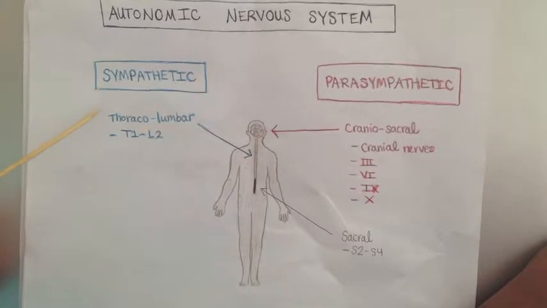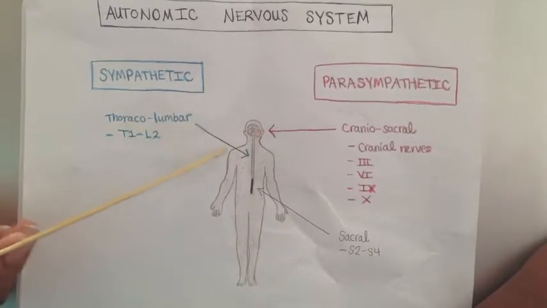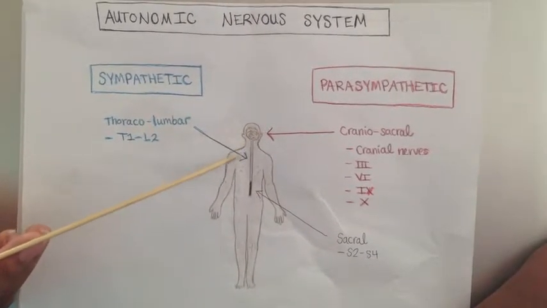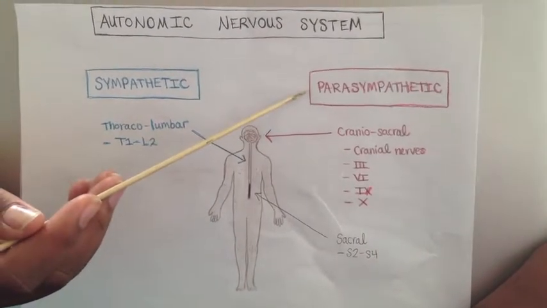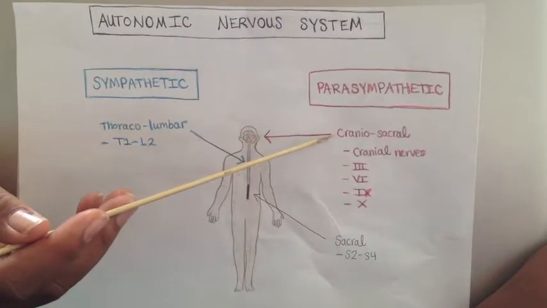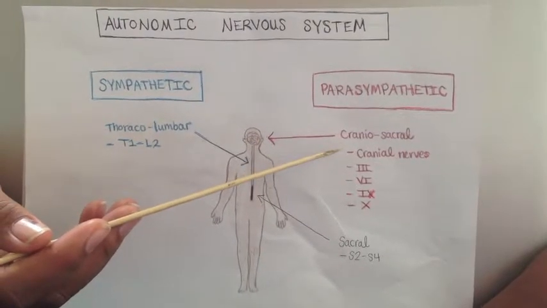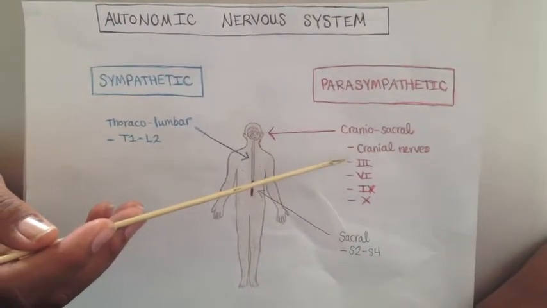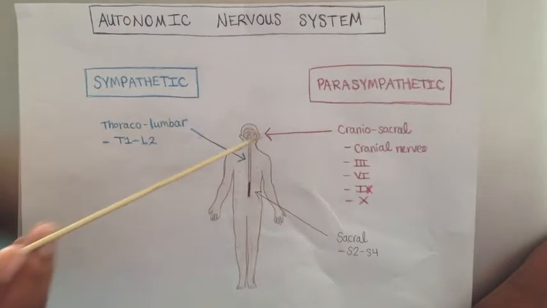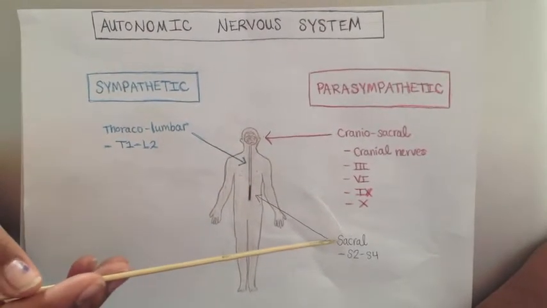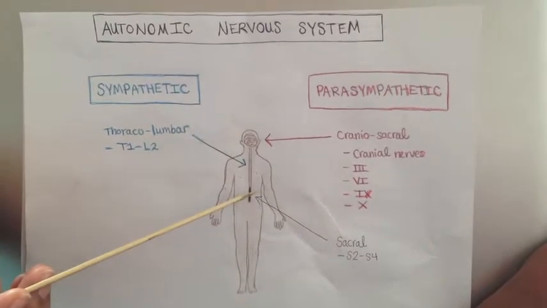Sympathetic outflow originates in the thoracolumbar region of the human body. This extends from spinal segments T1 to L2. Parasympathetic is referred to as craniosacral, meaning that it has cranial components and also sacral components. The cranial nerves which are involved are 3, 7, 9, and 10. The sacral regions that are involved are S2 to S4.